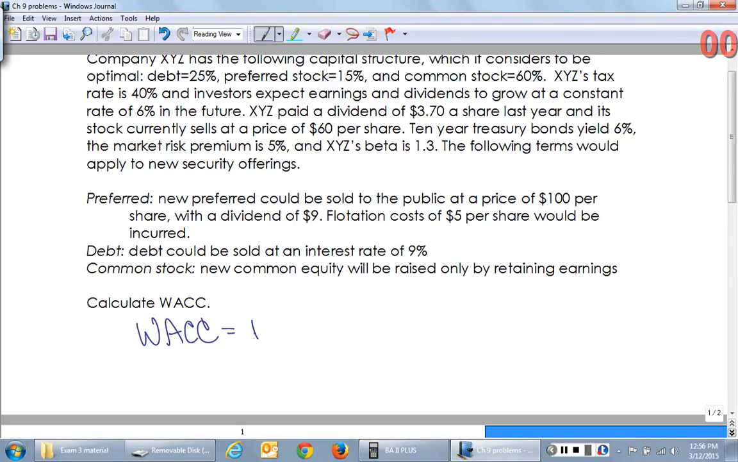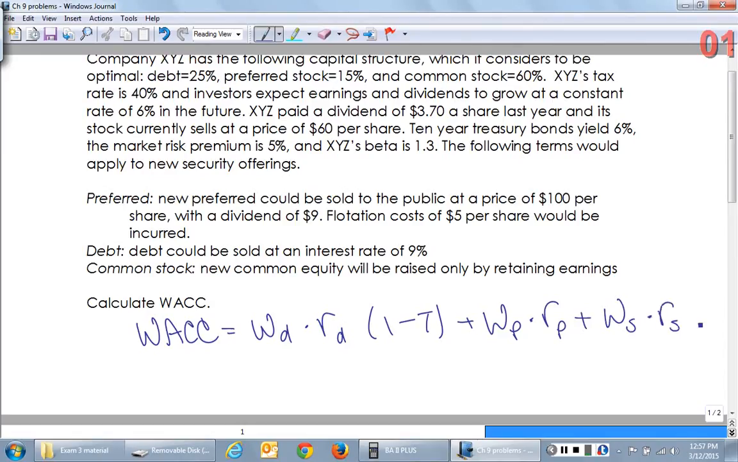is equal to the weight in debt times the cost of debt times 1 minus the tax rate, plus the weight in preferred stock times the cost of preferred stock, plus the weight in common stock times the cost of common stock. So we can enter in what we know already just from the problem.